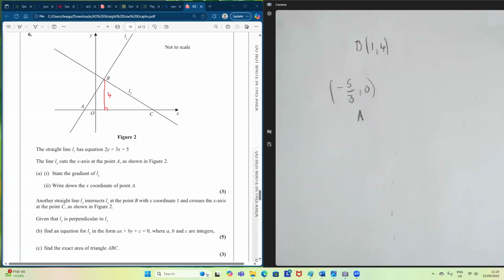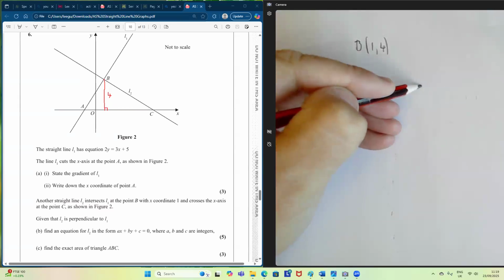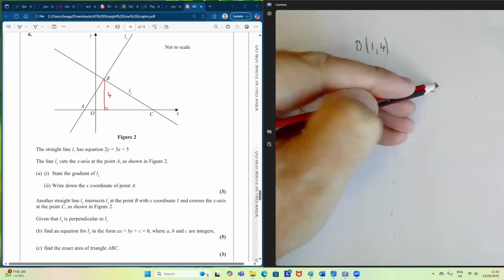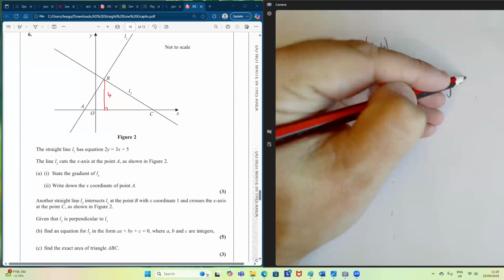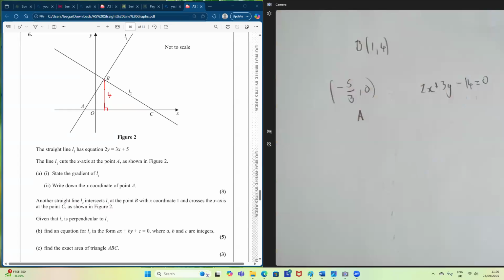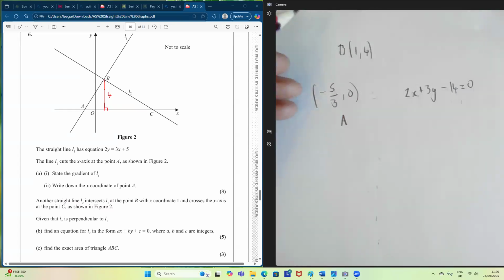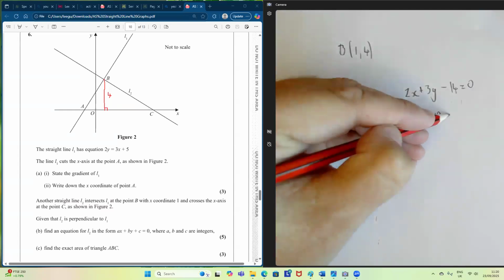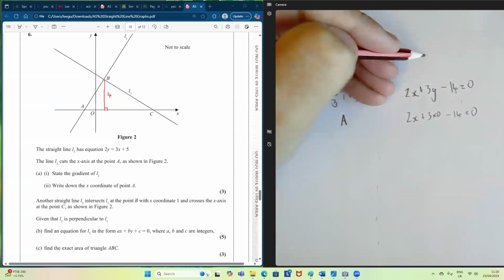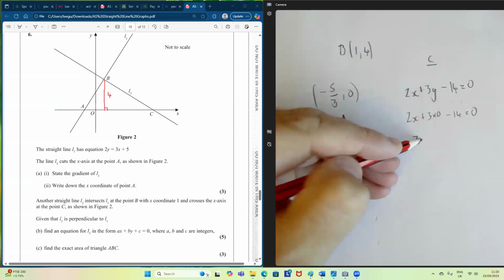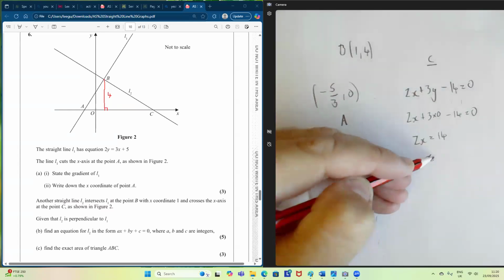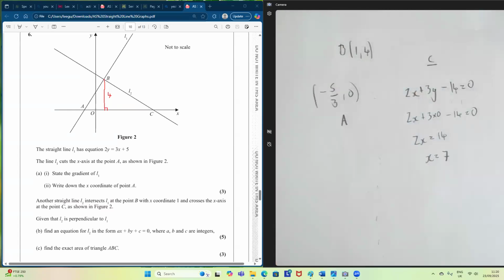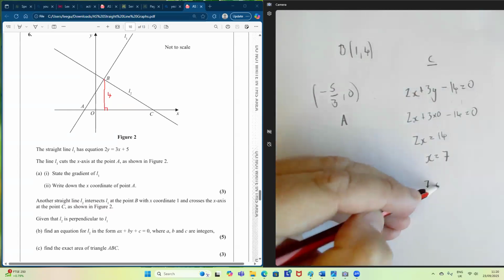So now let's find out the point C. All we need to do to find the point C is go to our equation of L2 and sub in y equals 0. So our equation of L2 was 2x plus 3y minus 14 equals 0, and we're saying that y is equal to 0. So we have 2x plus 3 times nothing minus 14 equals 0. So 2x is equal to 14, so x is equal to 7. So we've got the coordinate of the point C as 7, 0.